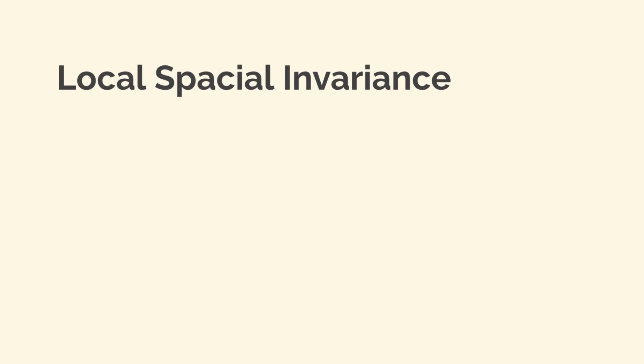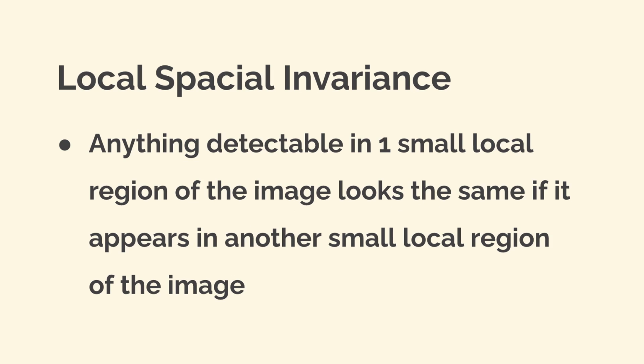Well, this is where we go into local spatial invariance. It's a fancy term, but we'll break it down. This means that anything detectable in one small region of the image, in one portion, will look the same if it appears in another portion of the image.